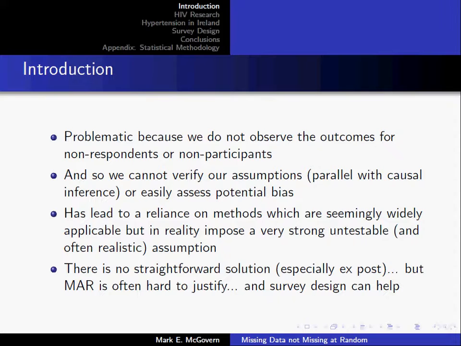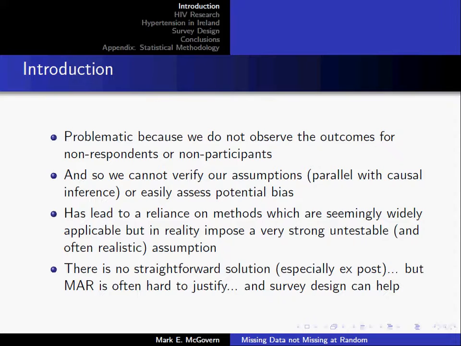So there's a very close parallel here with causal inference. So think about the potential outcomes framework. So from that perspective, all problems of missing data are really problems of causal inference and vice versa. So because it's so difficult to verify our assumptions and potential bias, I think this has led to a reliance on methods which are seemingly widely applicable. So methods that can be mechanically applied to a lot of different data sets. But in reality, these methods that are commonly used impose a very strong, untestable, and often unrealistic assumption, which is missing at random. If you're not familiar with some of these terms, don't worry, I'll do a quick recap in a few slides.